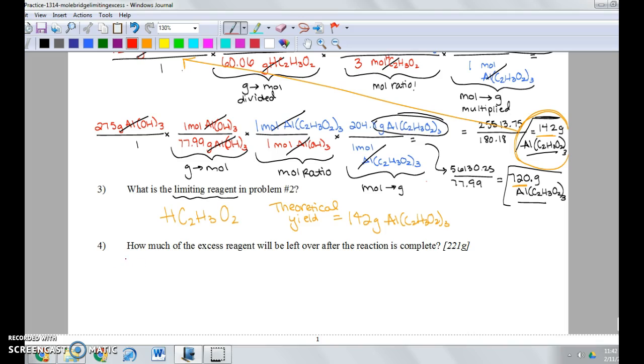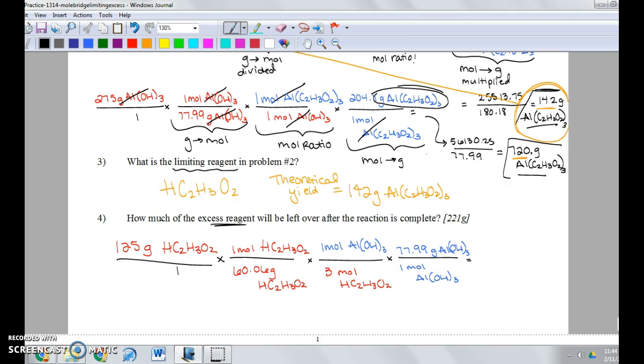So we are going to convert from our 125 grams of acetic acid, and we are going to convert that into grams of our excess reagent. So if you reworded that question, it's kind of nice to think about it this way. If you have 125 grams of acetic acid, how much of the excess reagent will be used? We'll start there. Okay, so this is how you're going to set this up.